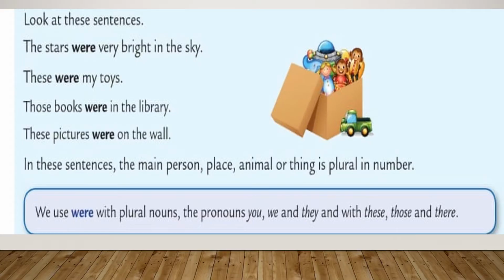Look at these sentences. The stars were very bright in the sky. These were my toys. Those books were in the library. These pictures were on the wall. So now you can see in all these sentences, were is used because we are talking about plural things. We are talking about stars, toys, books, pictures. All these are plural in number. So we use were with plural nouns, the pronouns you, we and they, and with these, those, their, etc.